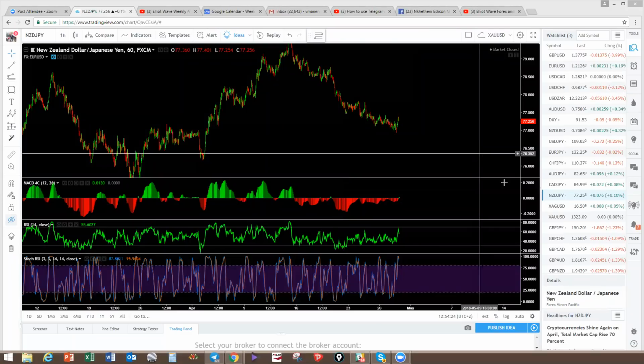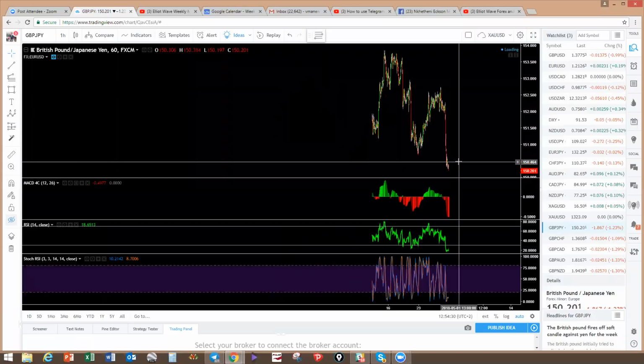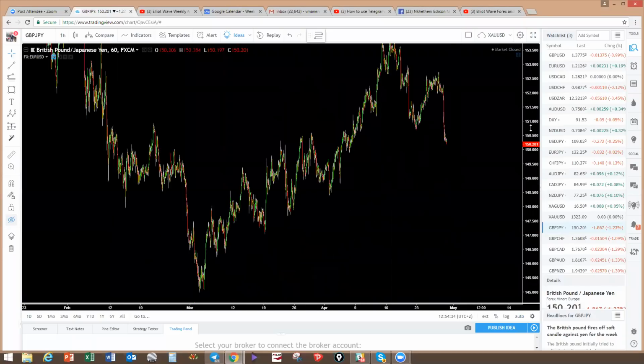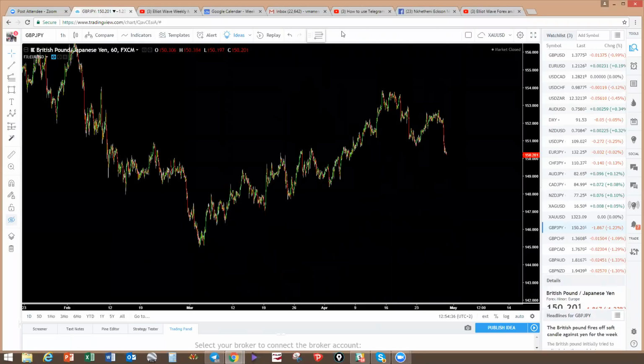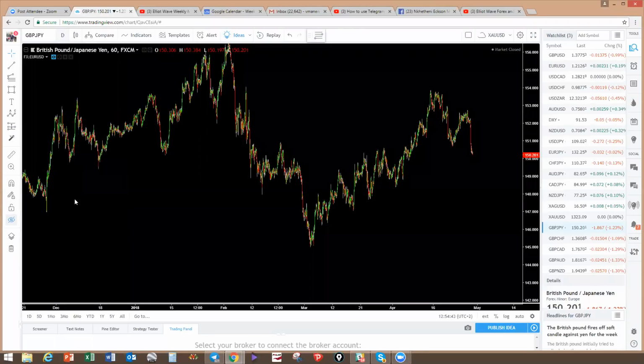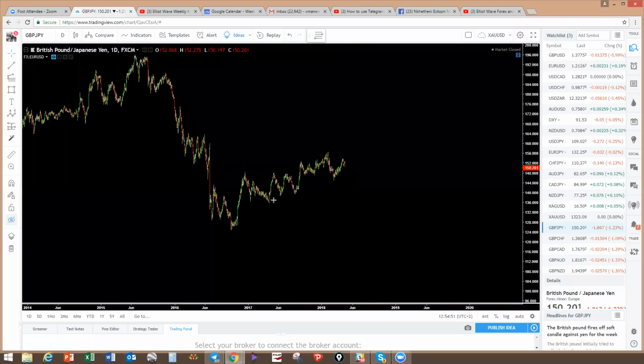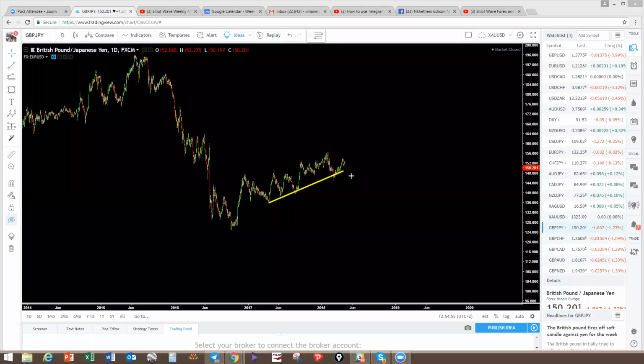Now let's look at the rest of the pound pairs. Start with pound yen. If I go to the daily, the reason and how we're looking at this is this diagonal like that. This looks like a 1, 2, 3, 4, and then we're expecting a 5 here. Okay.